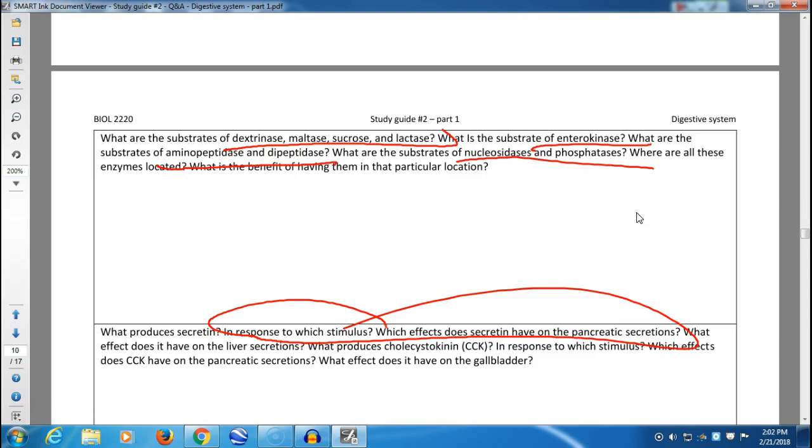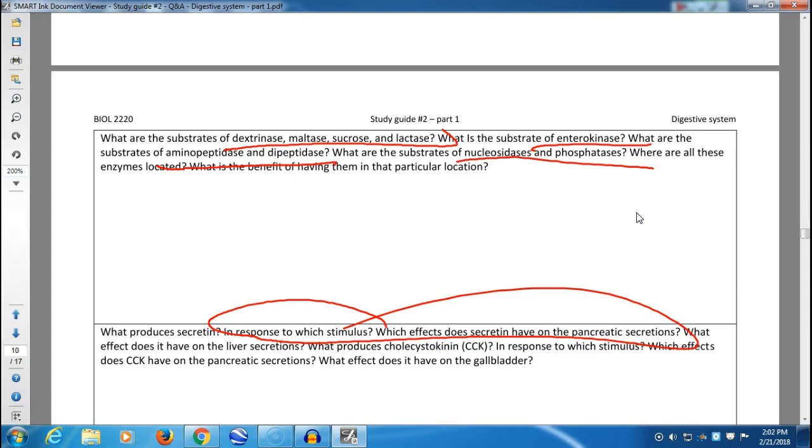Bile being produced by liver in response to which hormone? Secretin. And it's rather slow. Does that make sense? Good? Are we clear about secretin? Are we clear about CCK?